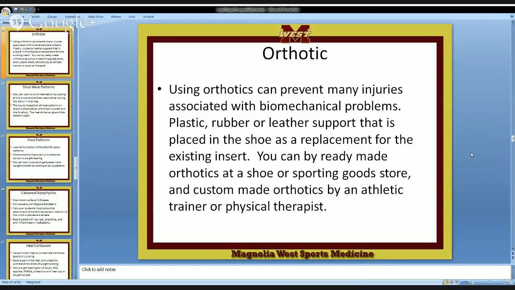You can buy ready-made ones at Walgreens, Walmart, whatnot, or you can go and see your physician who will send you to your PT or an orthotist, and they'll make one for your foot. If you make one for your foot, you don't want to put it in your shoes. It's an insert. It's a shoe insert.